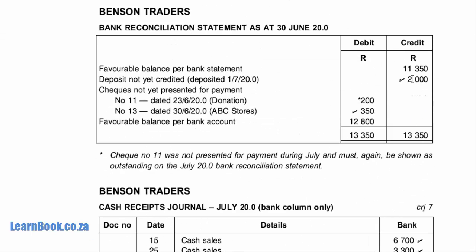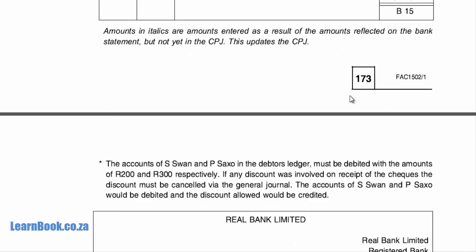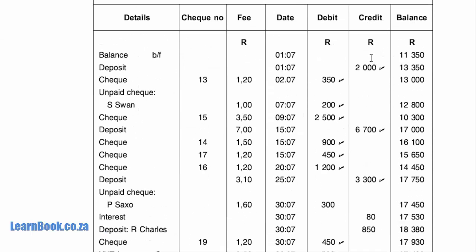We then have a look at the deposit not yet credited, and this was deposited on the 1st of July. So what this means is that this amount was reflected in the CRJ for the previous month, that means the June CRJ, but it was not received in the bank account. But we look at July's bank statement and we see that 2,000 has been deposited in the bank statement and it is now reflecting there. So that is why we tick that off.